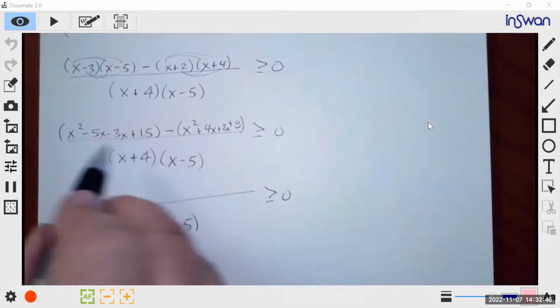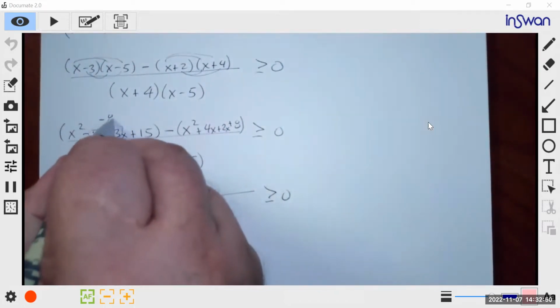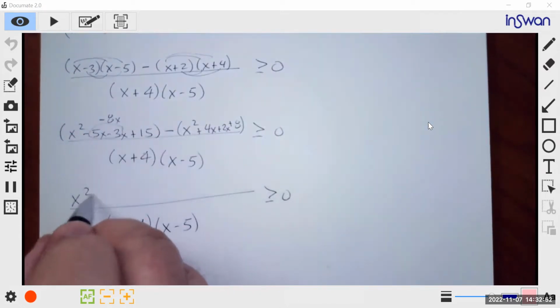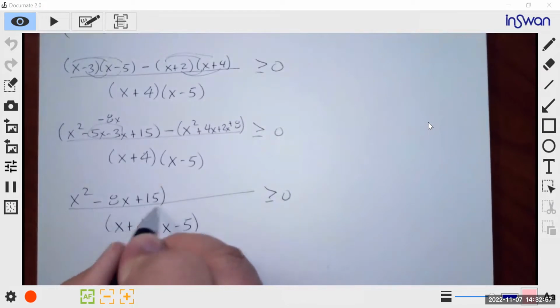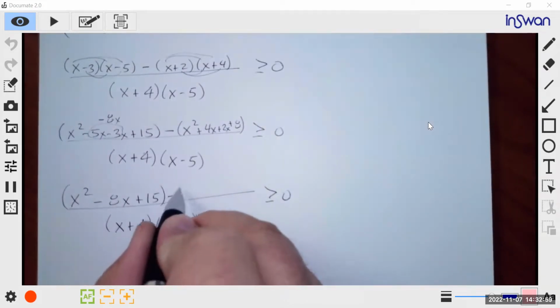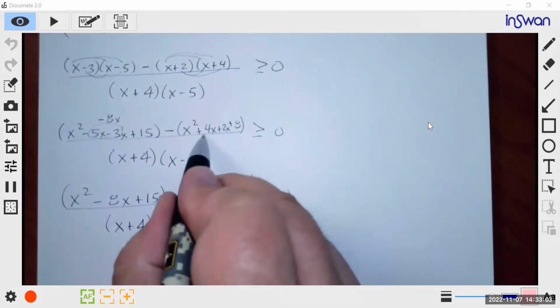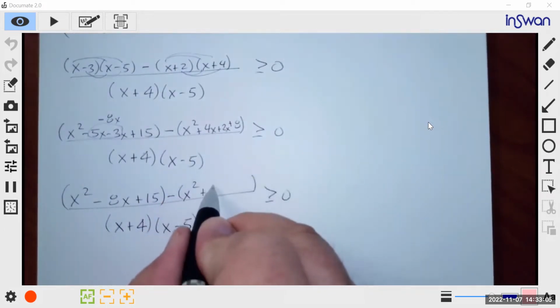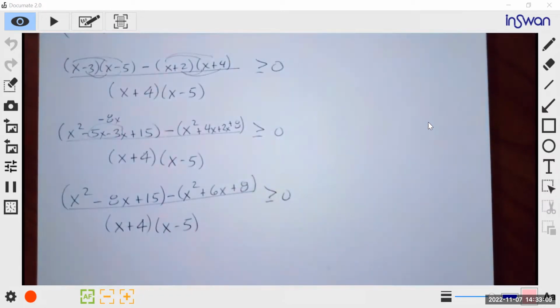Then combine like terms. So negative 5, negative 3 is negative 8. So I have X squared minus 8X plus 15. Four X plus 2X is plus 6X, plus 8.